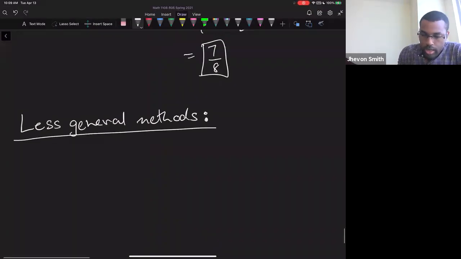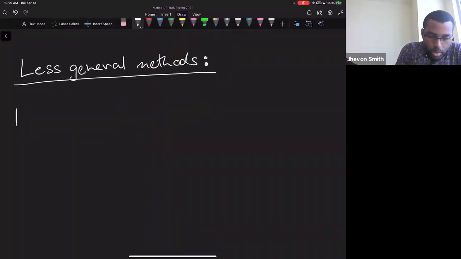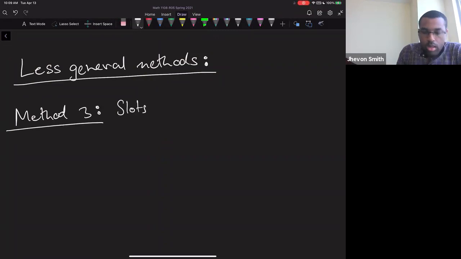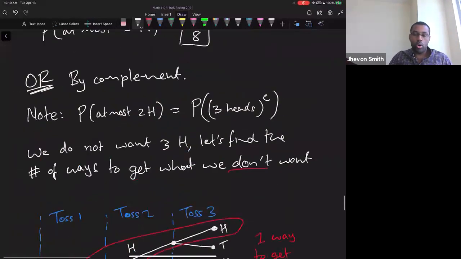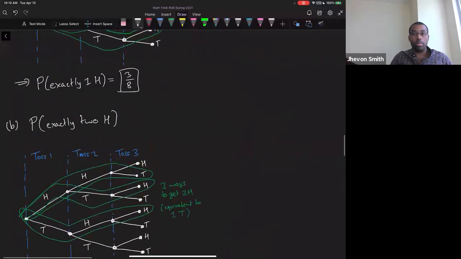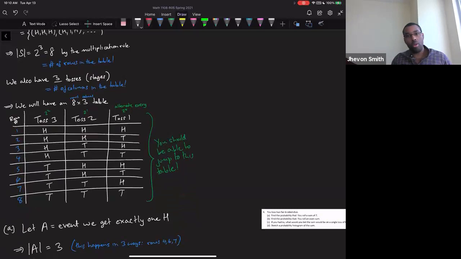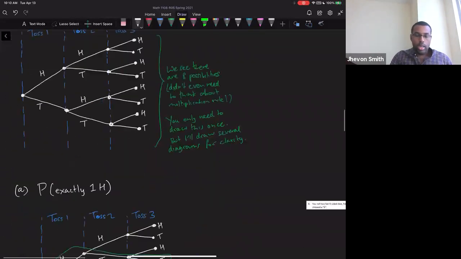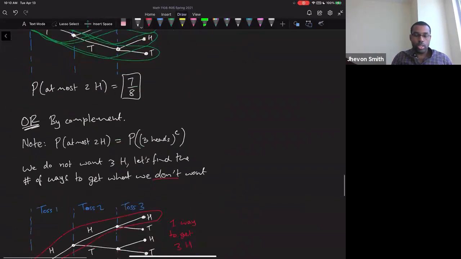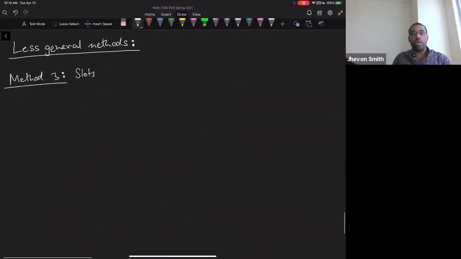So this is a familiar one, so method 3, the slots idea. This is less general because for each problem, you kind of have to re-figure out what you want to do. It's not like with a tree diagram where you draw one diagram and you can answer all problems based on that diagram, or the table where you draw one table and you can answer all problems based on that one table. Here, each problem is going to be a different problem, and you kind of have to figure out what you want to do.